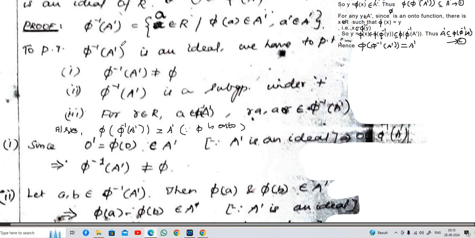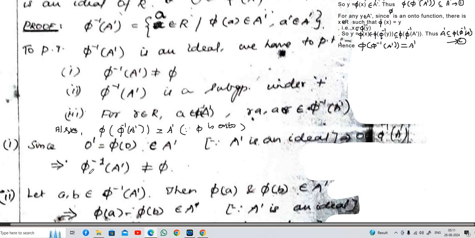Now, the first description we have got; next, non-emptiness we have to prove. When we consider 0 prime, because phi is a homomorphism, the identity element will be mapped onto the identity element. So you have phi of 0 equal to 0 prime, and this belongs to A prime because A prime is an ideal.